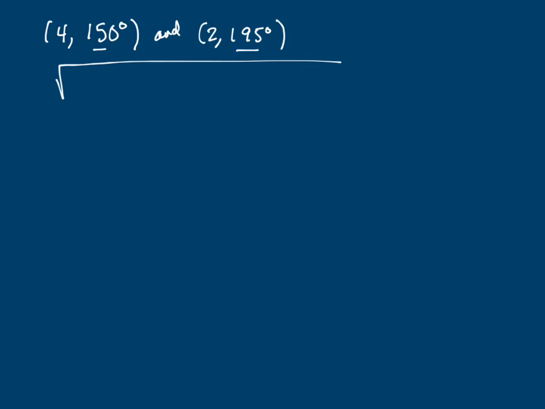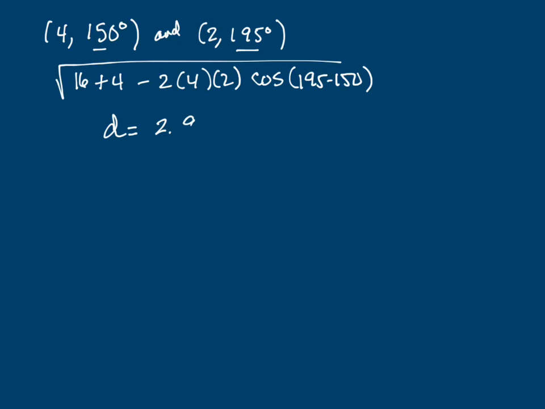So this is the square root of 16 plus 4 minus 2 times 4 times 2 times the cosine of 195 minus 150, which is 45. So we would change radians to degrees, and you should get D equals 2.95 kilometers, rounding that to the nearest hundredth. And make sure you use units on this because it was a word problem.